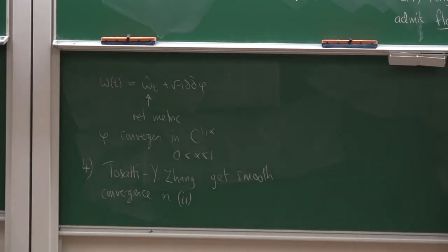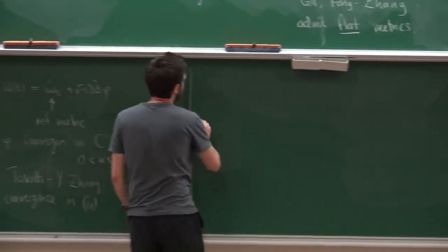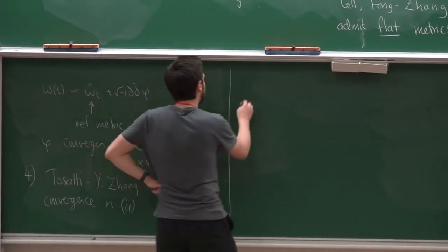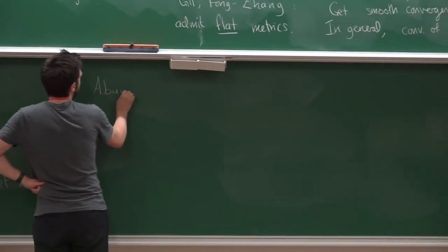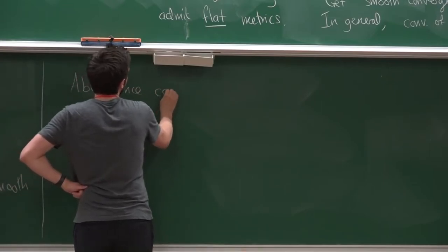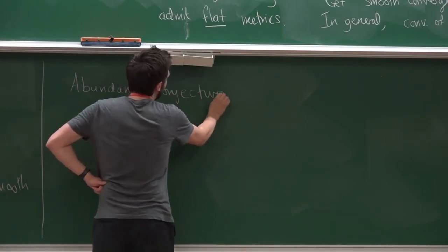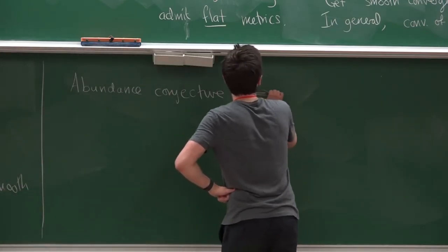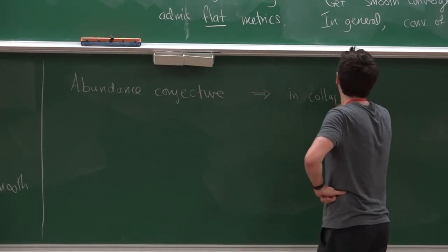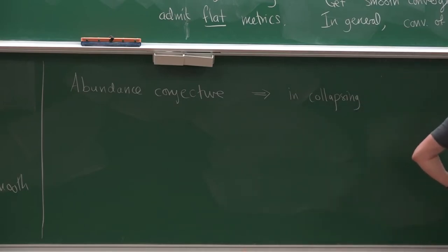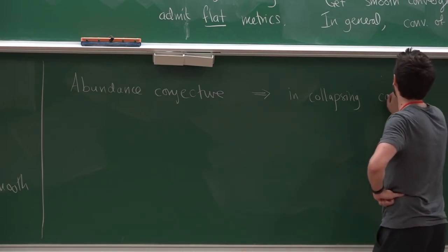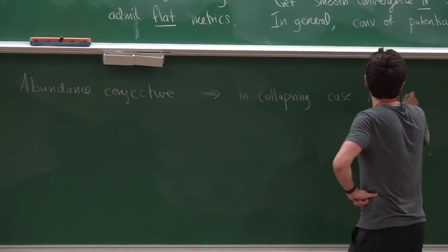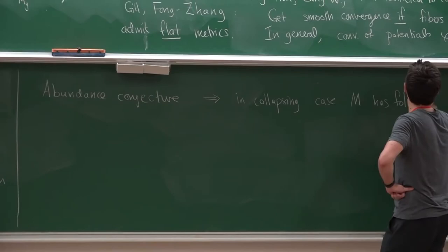So now let me. All of this is under this assumption, which looks rather strong. So how to remove that? So it turns out that, assuming something called the abundance conjecture from algebraic geometry, which is widely expected to be true, let's just assume it's true, it tells you that in the collapsing case, M looks like this, but possibly with singularities. M has the following form.